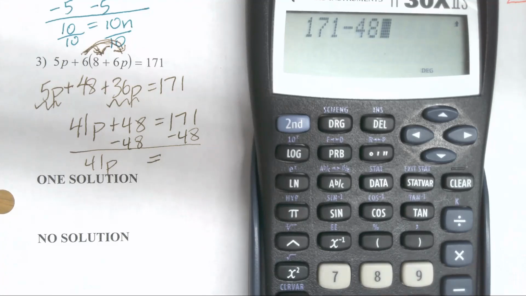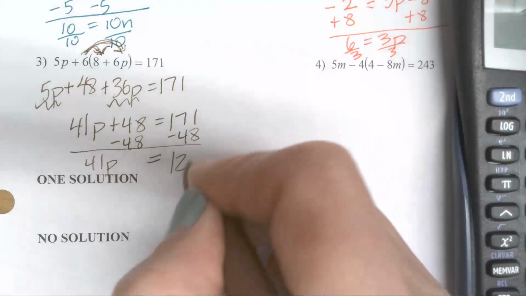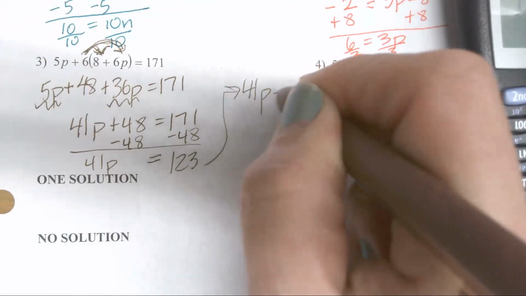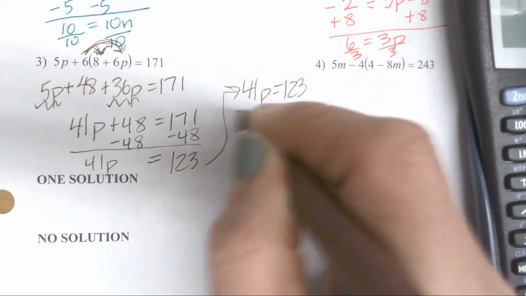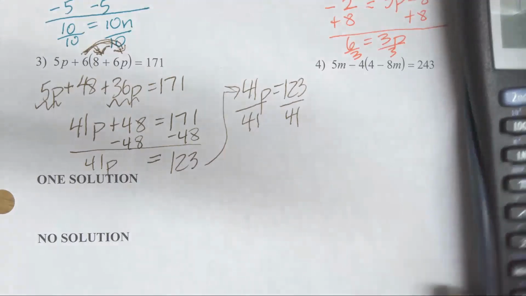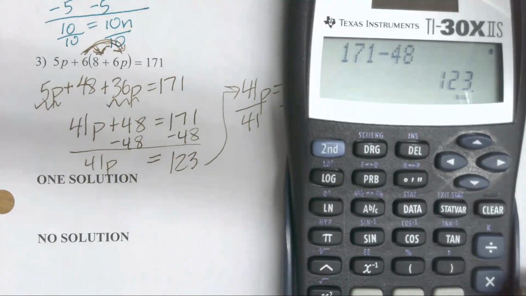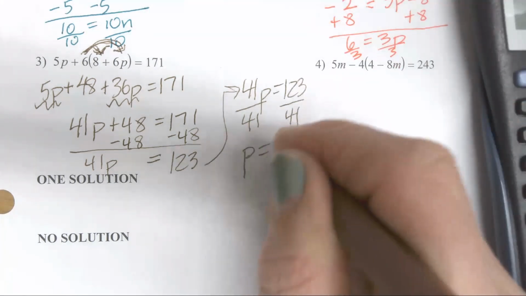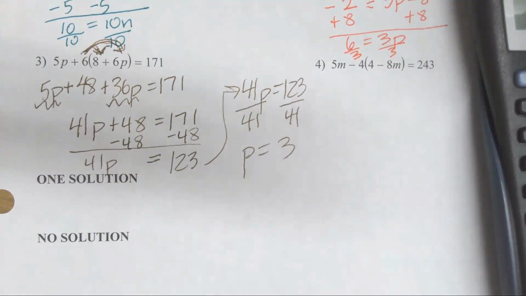So I just plug that in and I get 123. I ran out of room. Finish off strong by dividing. So I already got 123 in there. I'm going to divide by 41. 3 is my answer. Good? Feeling it?